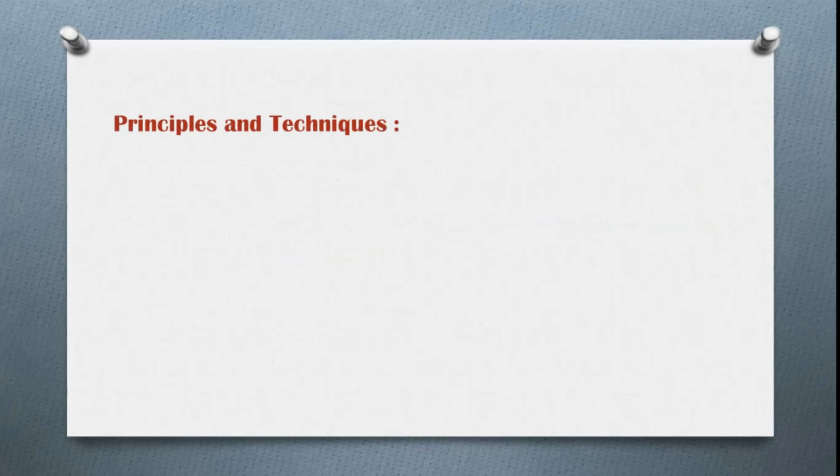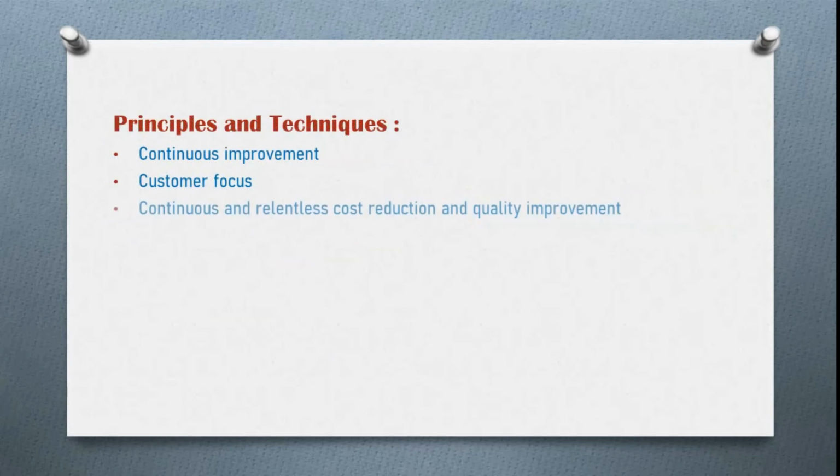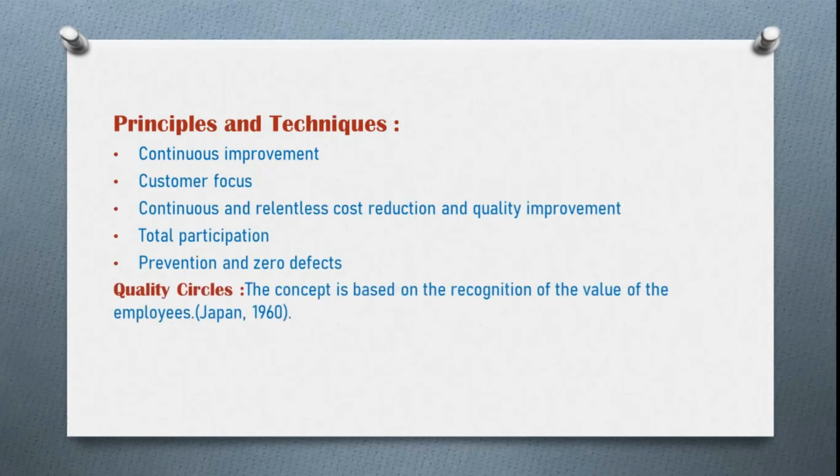Principles and techniques of TQM: continuous improvement, customer focus, continuous and relentless cost reduction and quality improvement, total participation, prevention and zero defects. Quality circles. Quality circles were first developed in Japan during the 1960s and later became popular elsewhere. The concept is based on the recognition of the value of the employees.